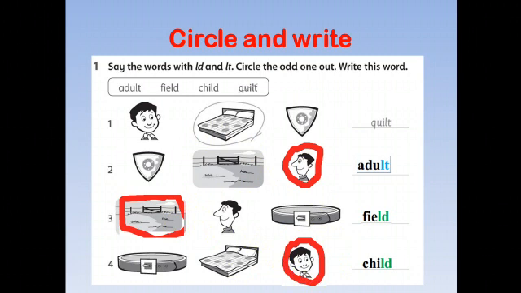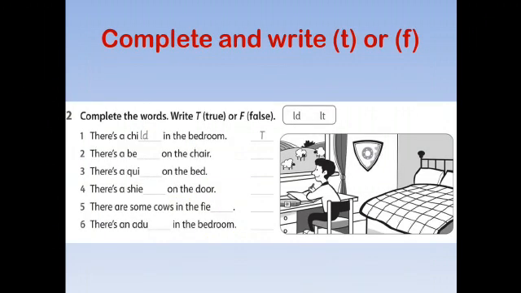Now, exercise number 2. Write T for true or F for false. Look at the picture and let's decide true or false. What can you see in the picture? Okay? There is a child in the bedroom. True. We have a child in the bedroom. Number 2, there is a pelt on the chair. False. We don't have a pelt on the chair. We have a pelt on the desk.